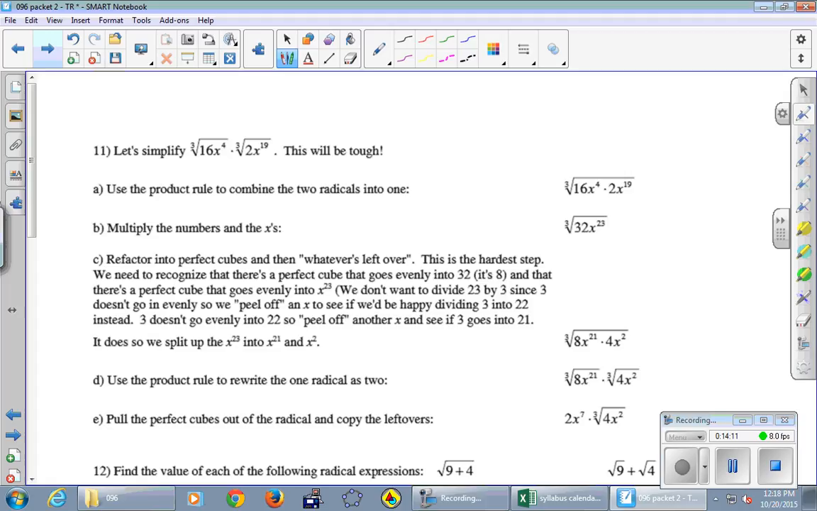Next page is going to be our first opportunity to use one of those 2 new properties. Okay, we're going to simplify the cube root of 16x to the 4 times the cube root of 2x to the 19, with a warning that says this will be tough. It will be. Okay, first of all, this is 2 radicals with what symbol in between?